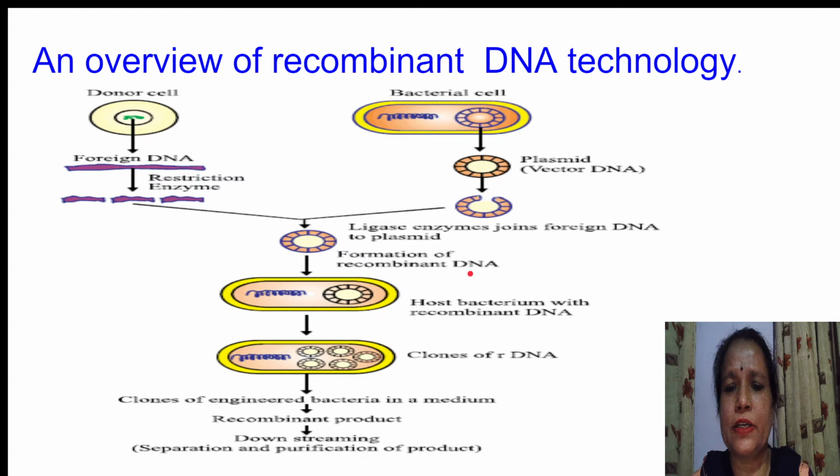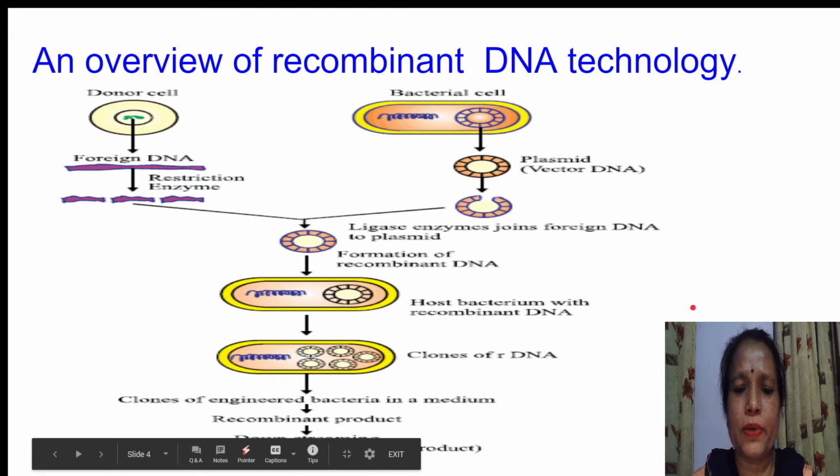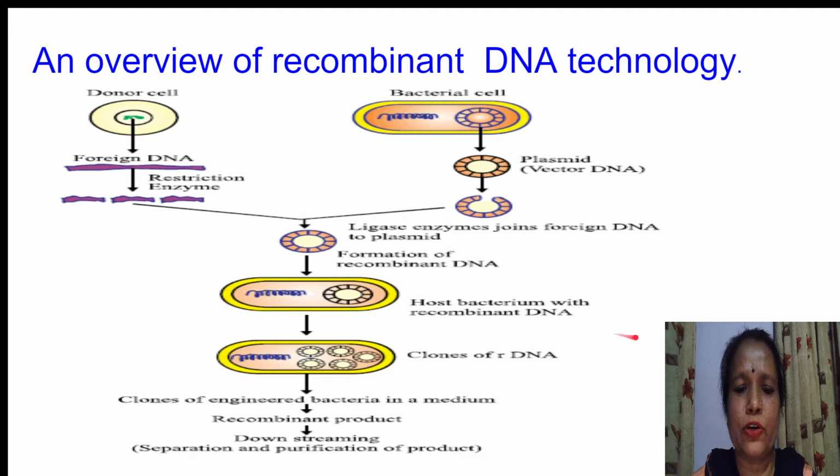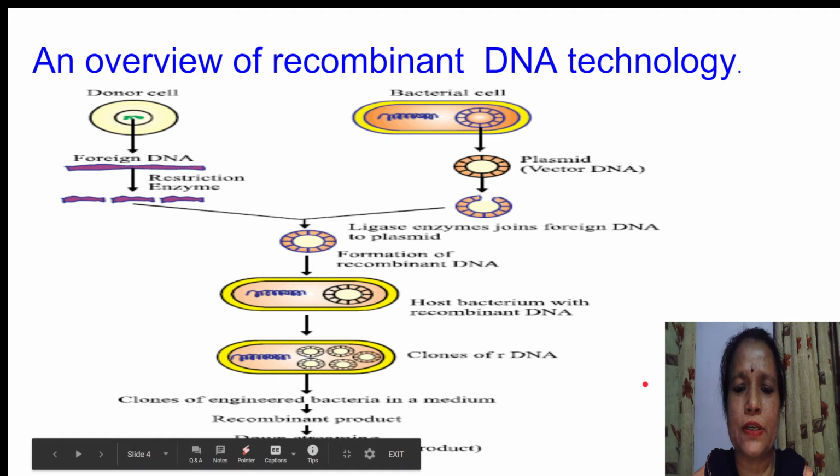It contains DNA of two different species. It will grow inside the host bacterium, and the host with recombinant DNA will form clones of recombinant DNA. So we will obtain several copies of our desired gene in the form of recombinant products. Then by a process of downstream processing, that is separation and purification of the product, we will finally obtain a product.